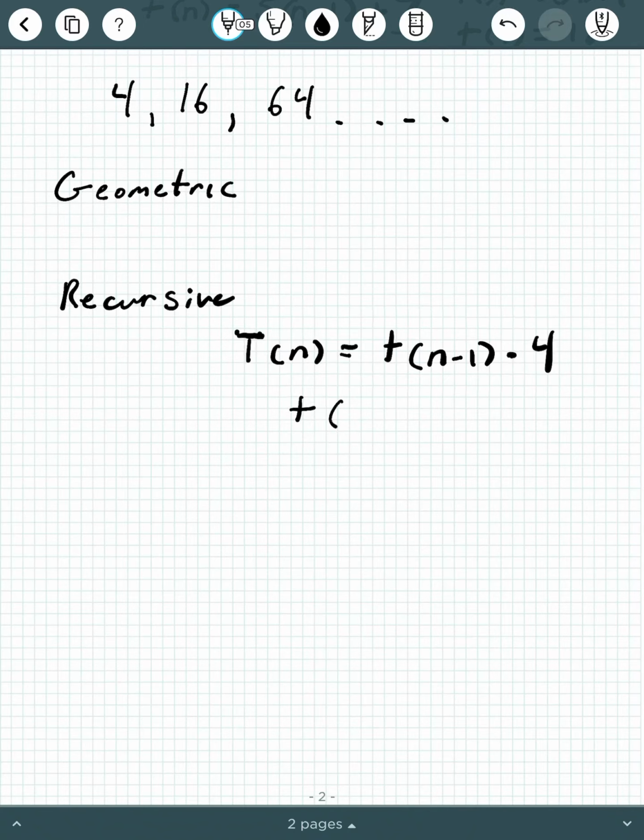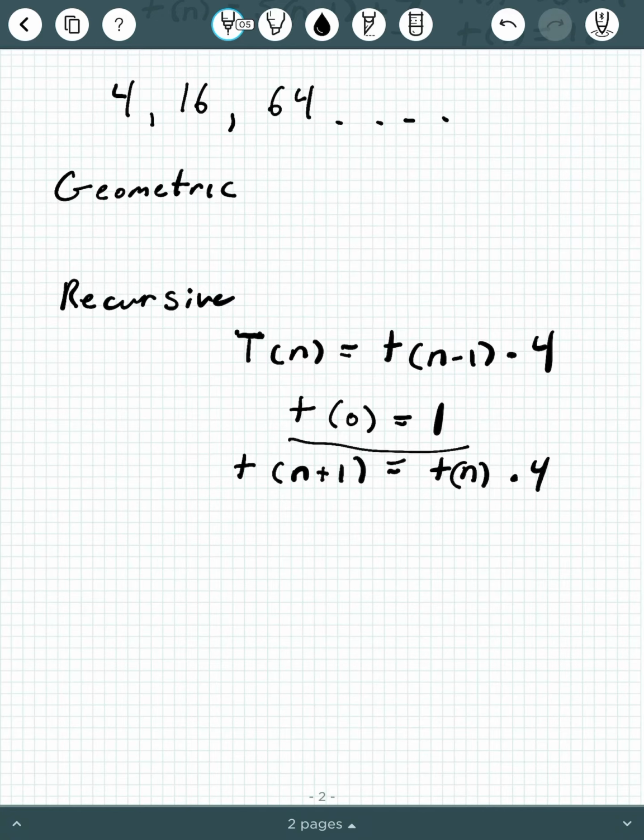We also need to know that that 0th term here would be equal to 1, and then we could generate that whole equation. We could also do it by writing t of n plus 1 and saying that was equal to t of n, which is right before it now, times 4. We'd still need that t of 0 equals 1 piece of information though. But both those are acceptable recursive equations.